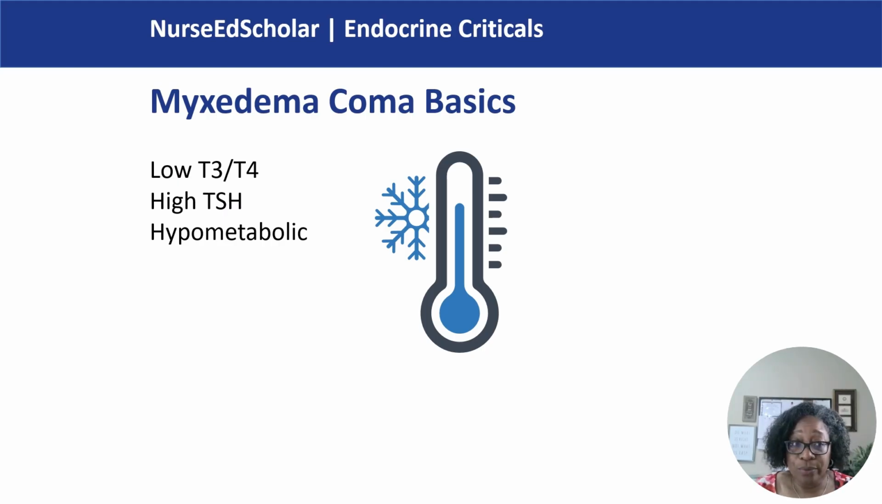Myxedema coma, though, has a low T3, T4. So there is a hyposecretion of the thyroid hormone. And this causes the body's metabolism to decrease. And this is typically caused by dysfunction of the thyroid gland. Now, when you look at this, that TSH, that thyroid stimulating hormone, is high because there's not enough thyroid hormone circulating in the body. So the body's like, produce thyroid hormone, produce, produce. So that's why that TSH is high.